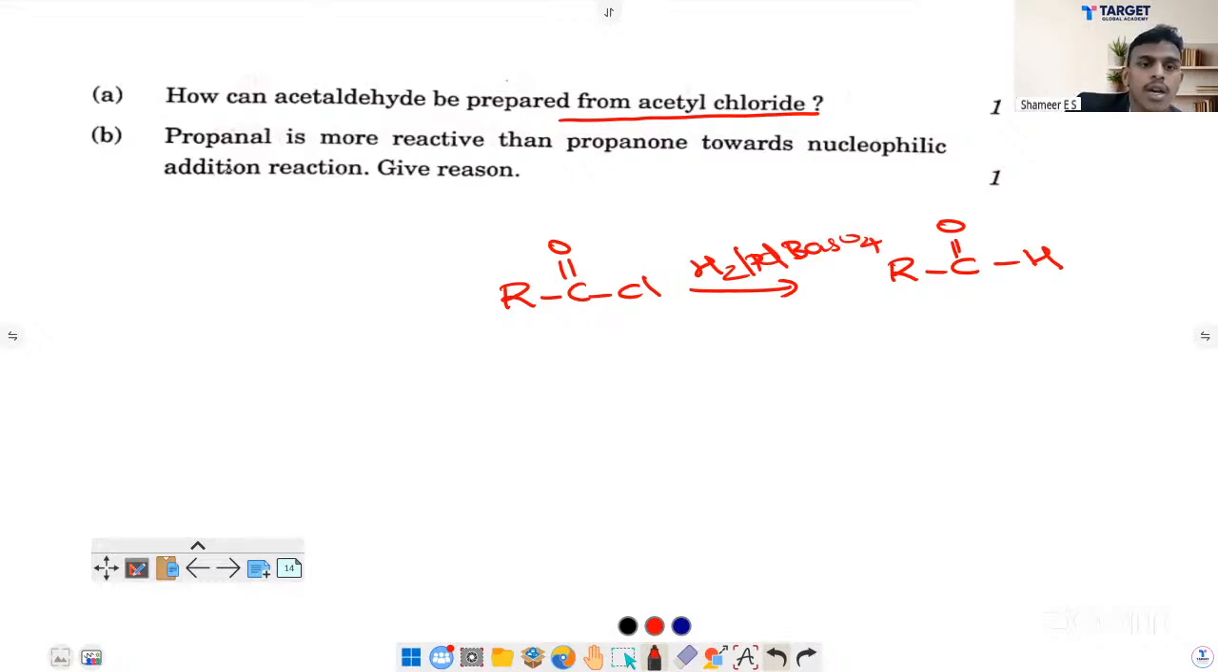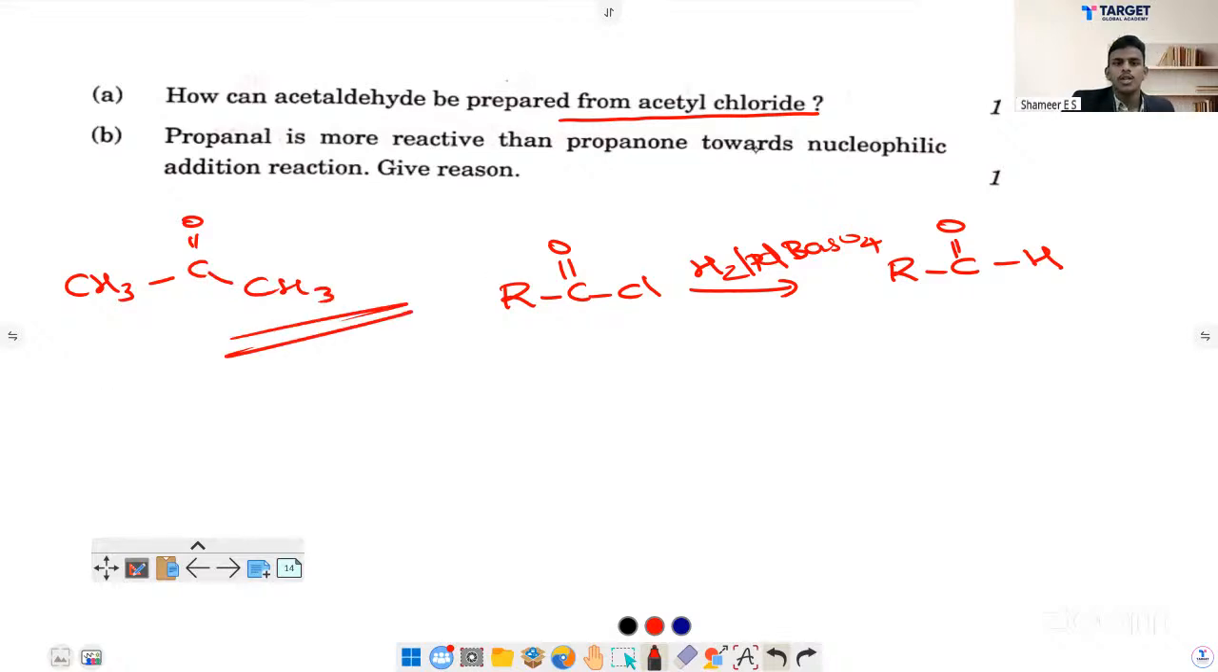Rosenmund reduction. Propanal is more reactive than propanone towards nucleophilic addition reaction. Propanal means aldehyde. Propanone is ketone. I told you, always aldehyde is more reactive due to the less bulky group. Propanone contains two bulky groups, 2 CH3. Propanone means CH3, C double bond O, CH3. So two bulky groups are there. So the nucleophile cannot attack this carbonyl carbon due to the bulkiness of the groups.